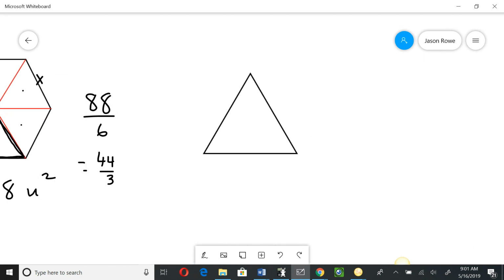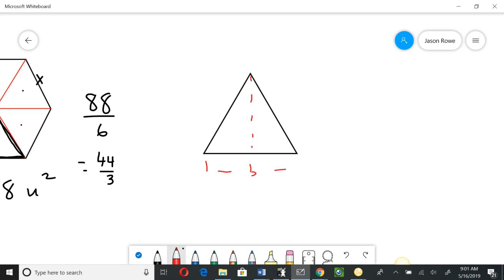So now how do we find the area of a triangle? The area of a triangle is the base times the height divided by 2. So what do we know? Well, right now we don't know anything. So we're going to let this be x, the whole side. That's all we know.